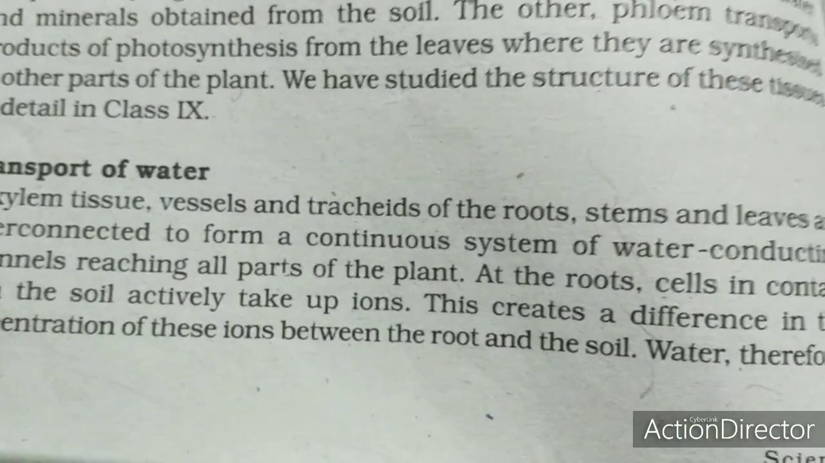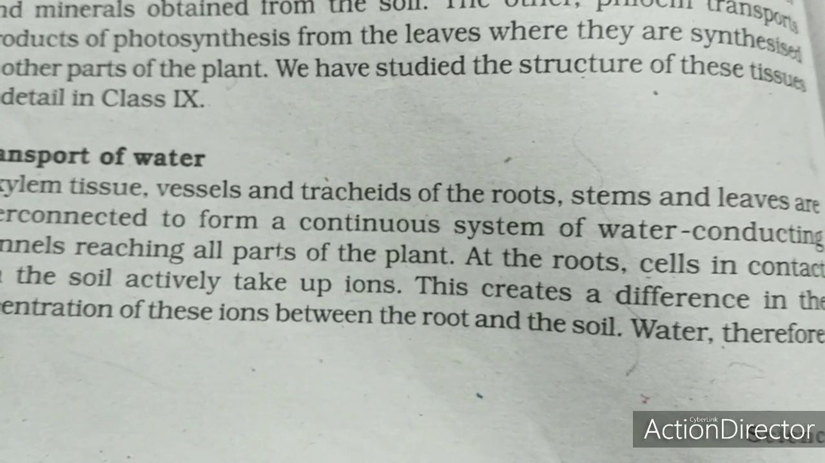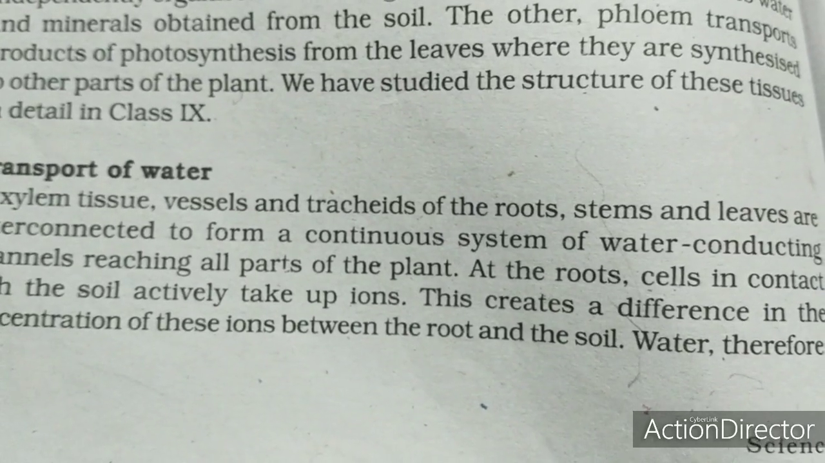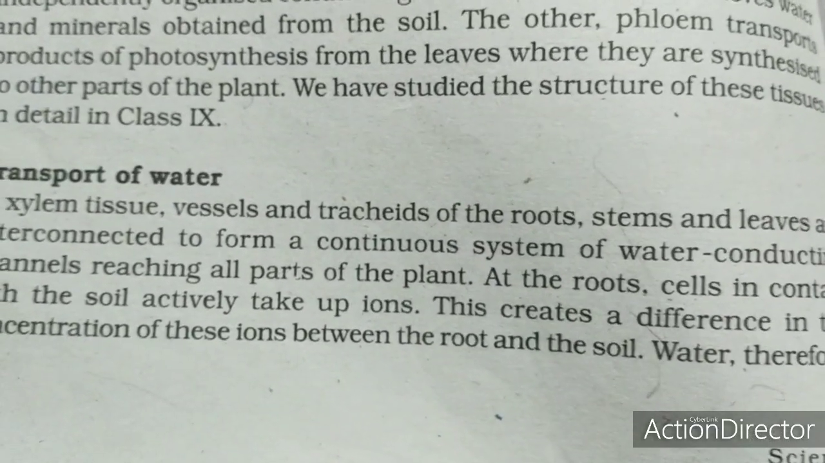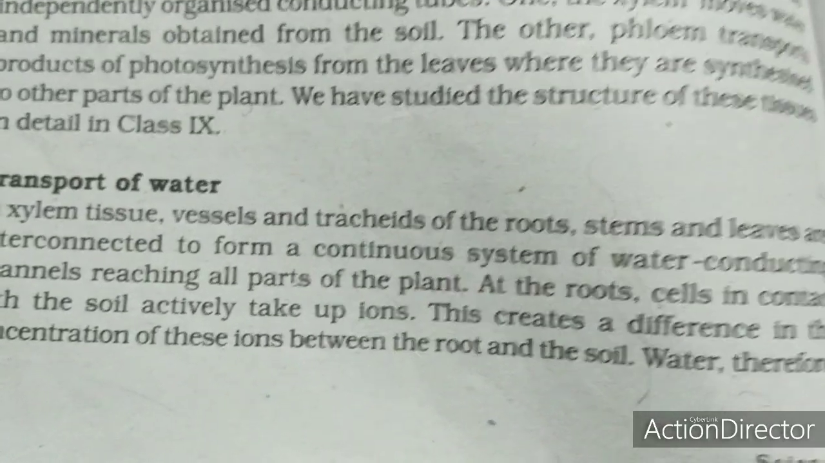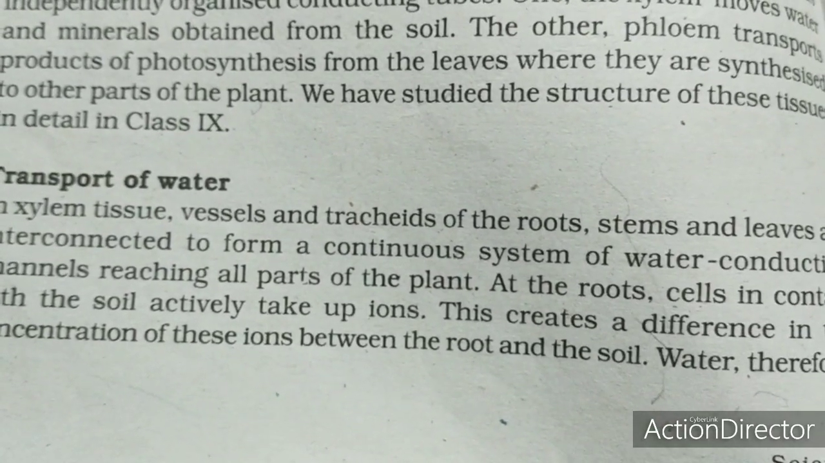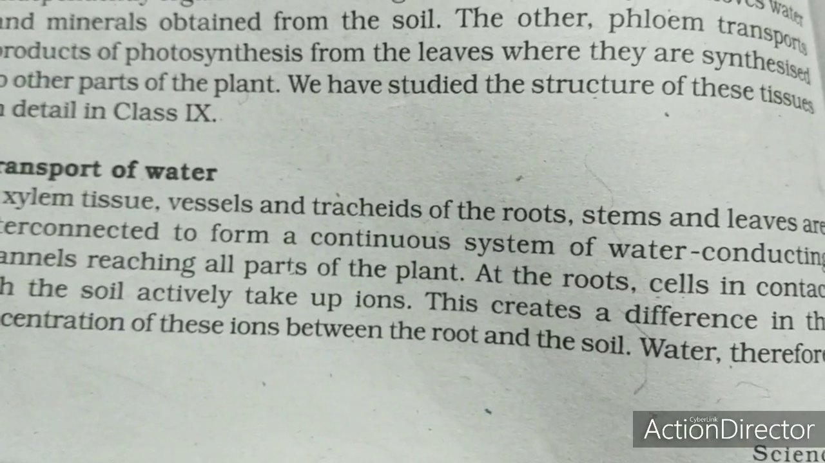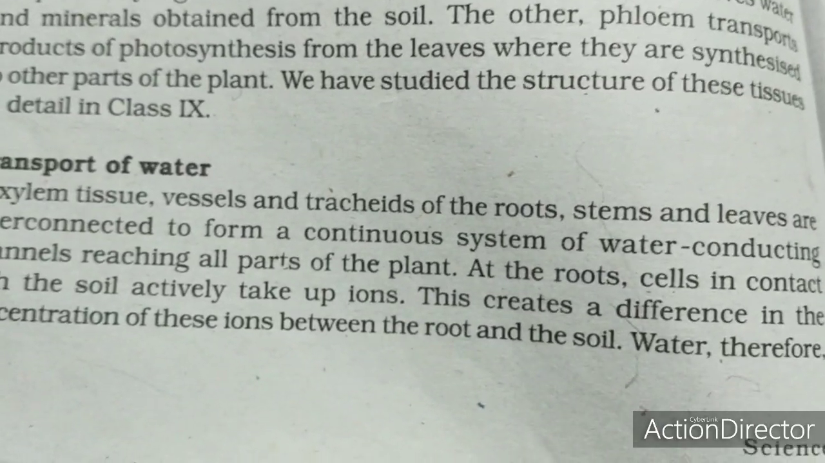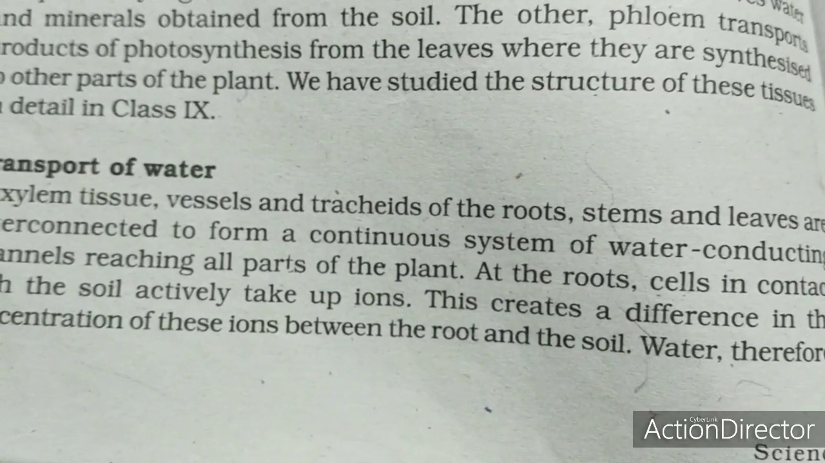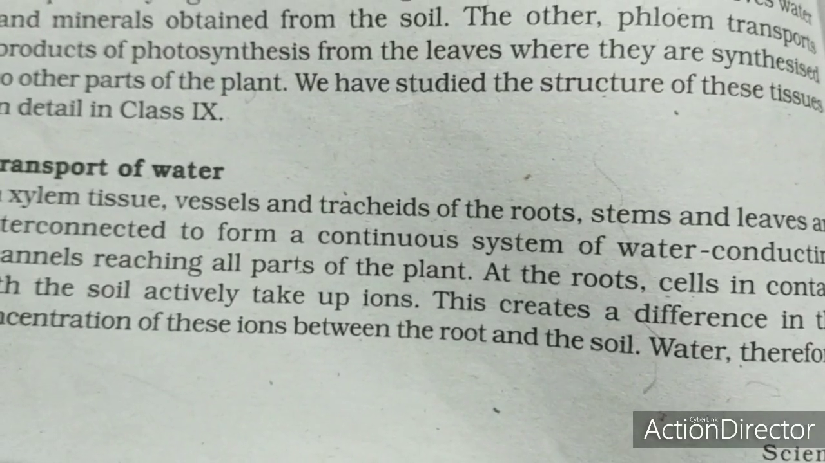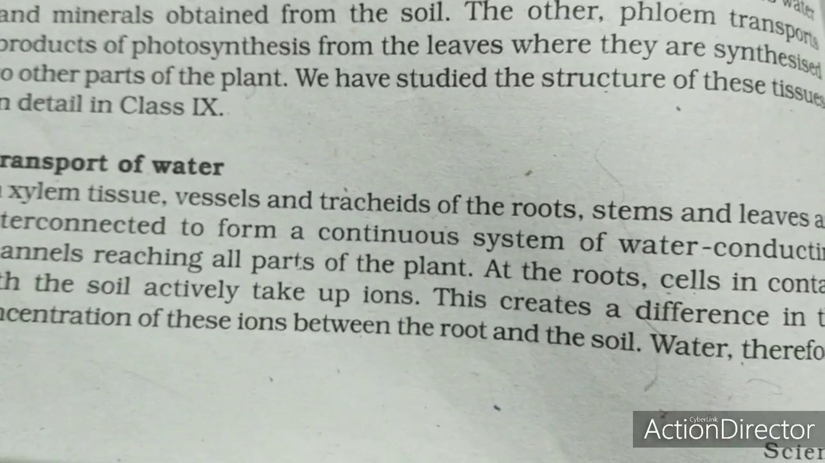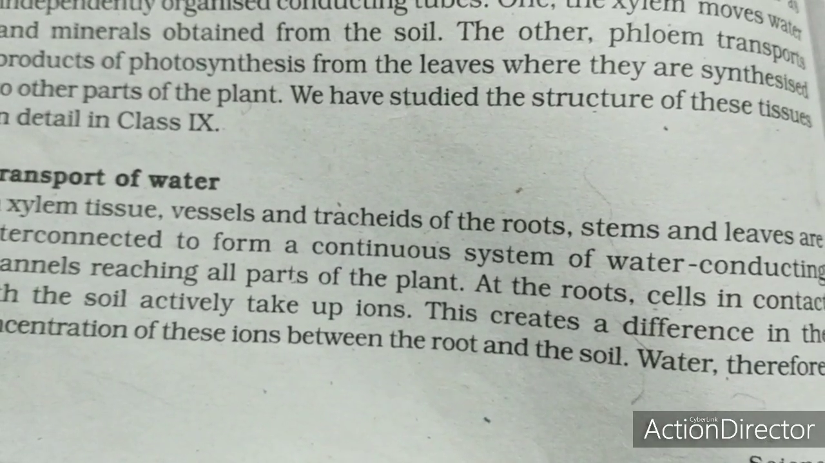It's a continuous channel which connects roots, stems and leaves. And this channel is spread to all parts of the plants. So an internal channel is formed with the xylem vessels and tracheids which runs to every part of the plant. So from roots to each and every part of the plant, we can find a continuous channel inside the plant body. So at the roots, the cells which are in contact with the soil actively take up the ions, the water ions.